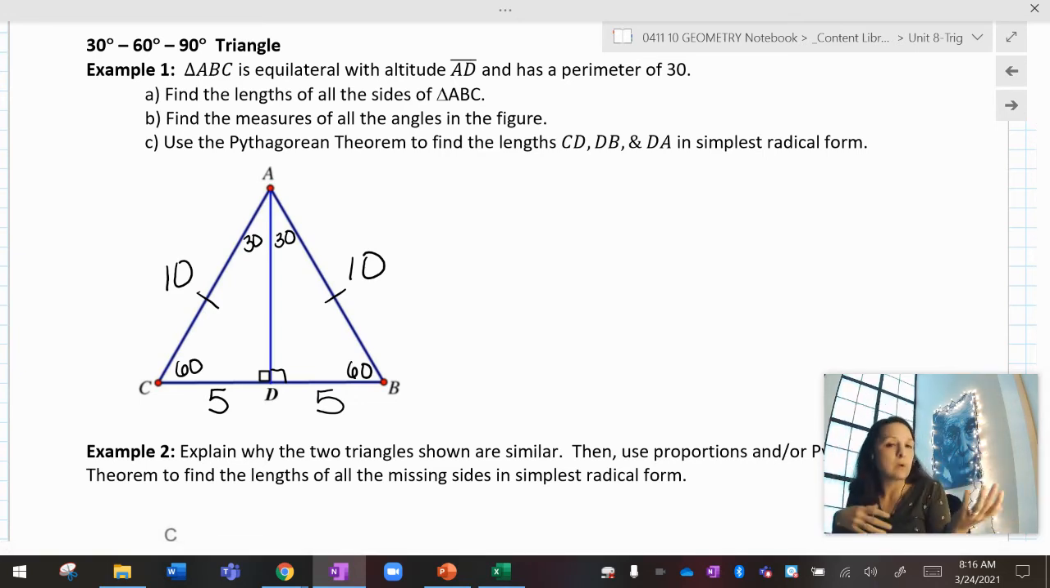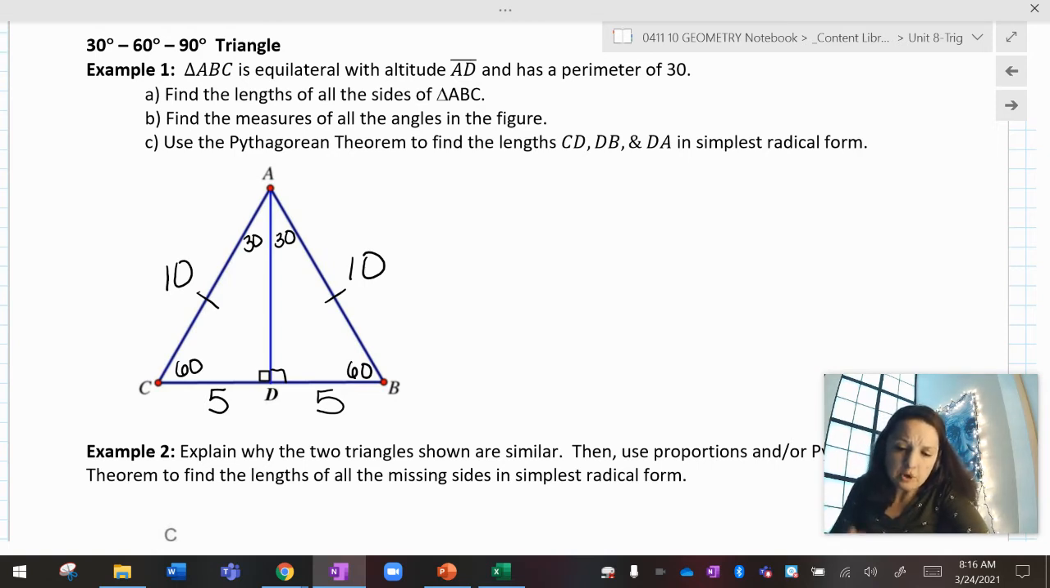Now, why do we study 45, 45, 90s and 30, 60, 90s? Well, because a 45, 45, 90 comes from a square, and a 30, 60, 90 comes from an equilateral triangle. And squares and triangles show up a lot in mathematics, so it's worth it to us to study these specifically and call them special. All right, so I got all that.